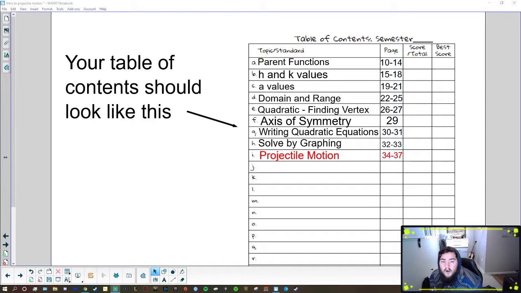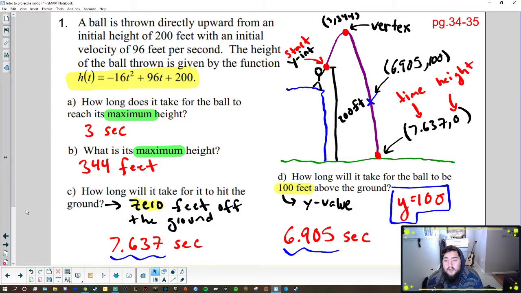We did one problem on page 34. Let's make sure to continue doing that on page 34. I'm going to pause the video and you copy this down now. The first example we did in class was a ball thrown directly upwards from an initial height of 200 feet. If you do not have this example in your notes from yesterday, please take a second and make sure you have it in your notes before we go over a couple more examples.